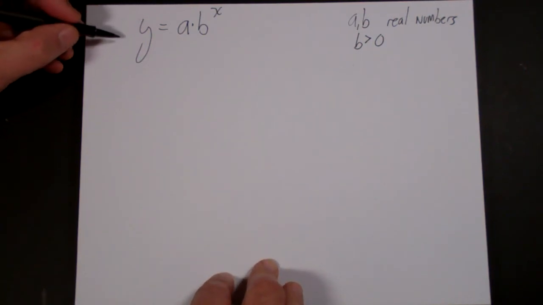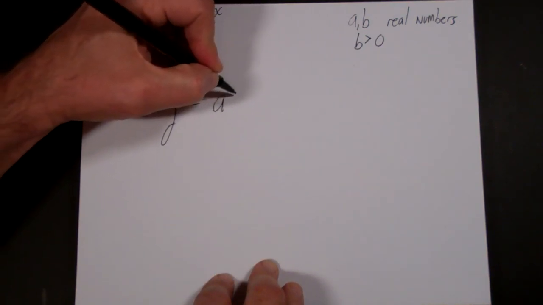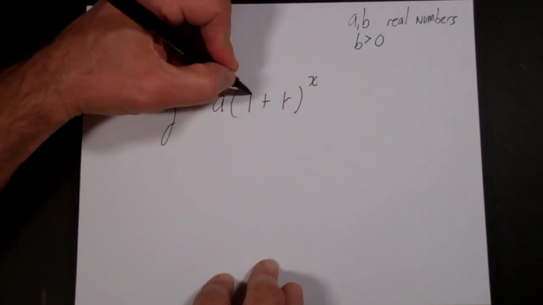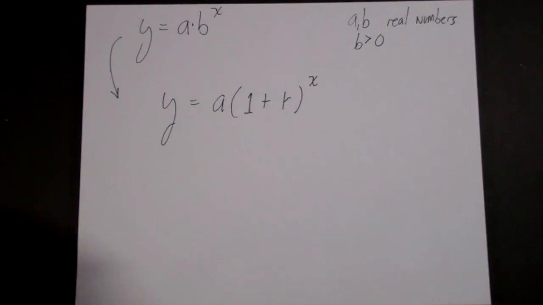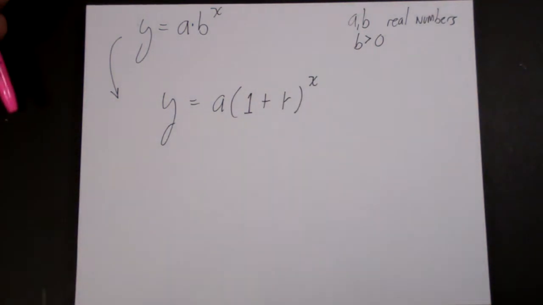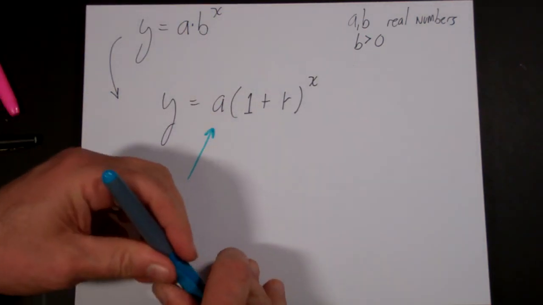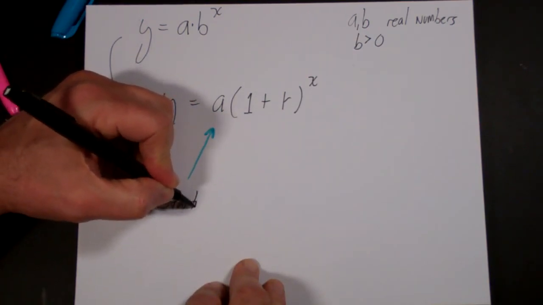But let's rewrite this in a slightly different form. Let's rewrite it y is equal to a times (1 plus r) raised to the x. Because when we write it this way, each one of these has a real-world application that's very straightforward. So first of all, let's look at the a. A here is simply the starting value.